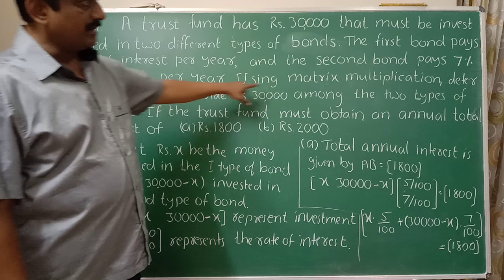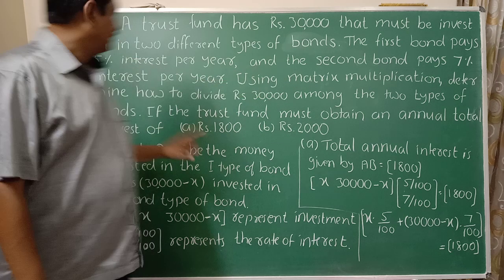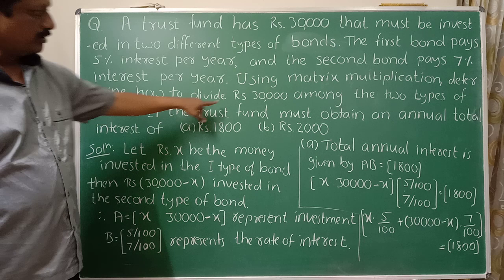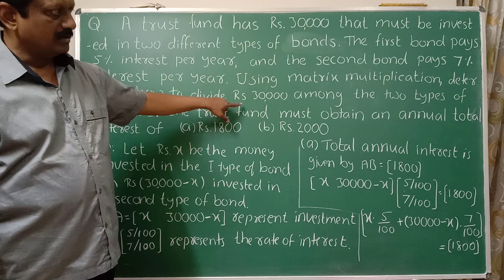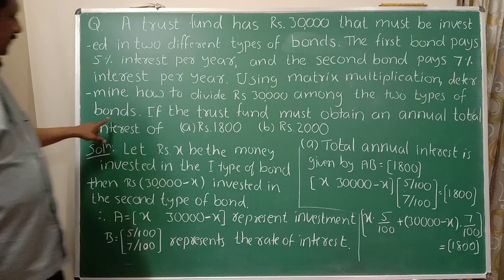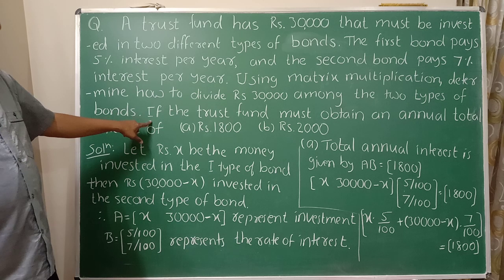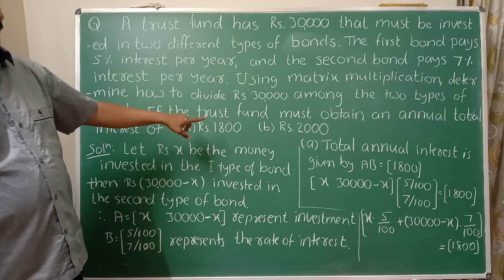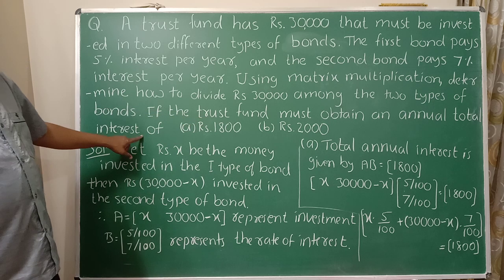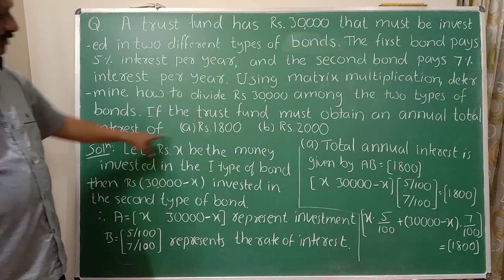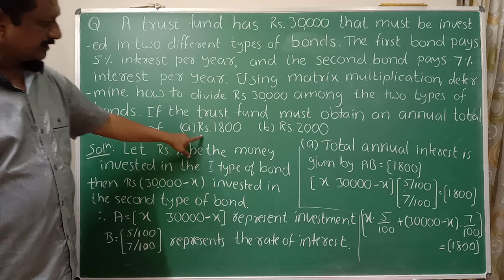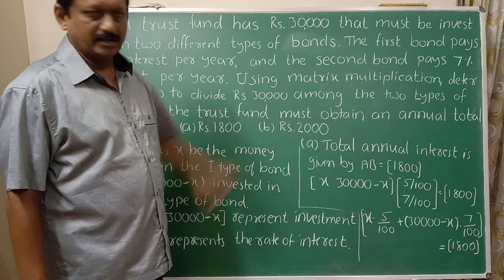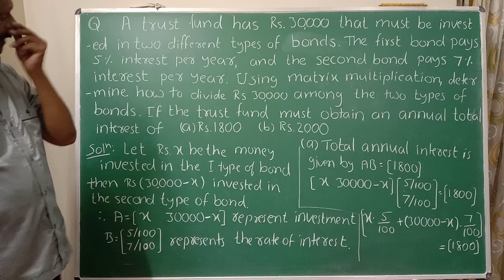Using matrix multiplication, determine how to divide rupees 30,000 among the two types of bonds, if the trust fund must obtain an annual total interest of rupees 1,800 in the first case and rupees 2,000 in the second. This is the given problem.